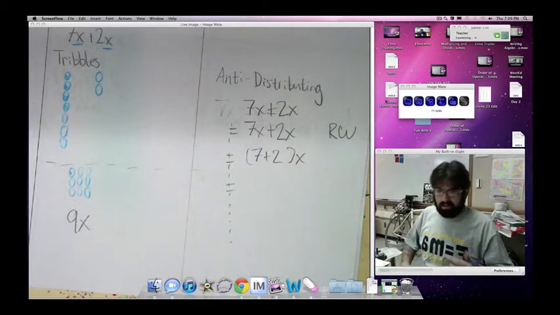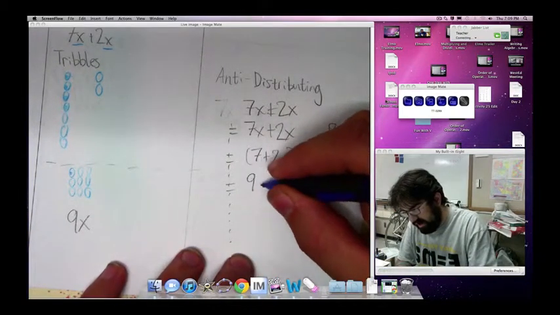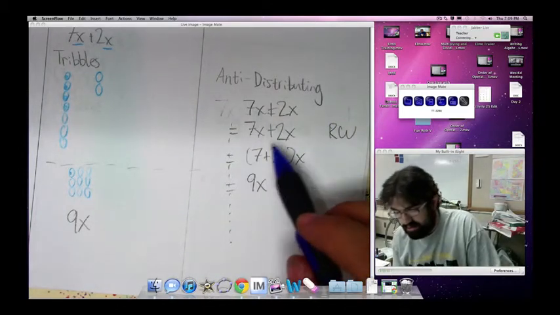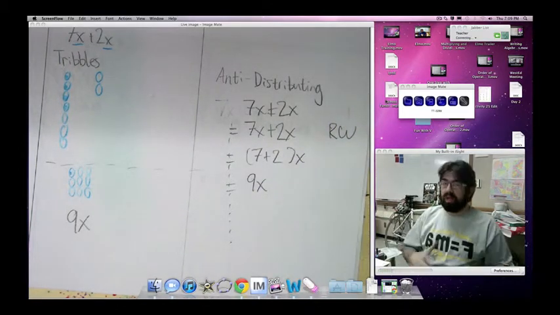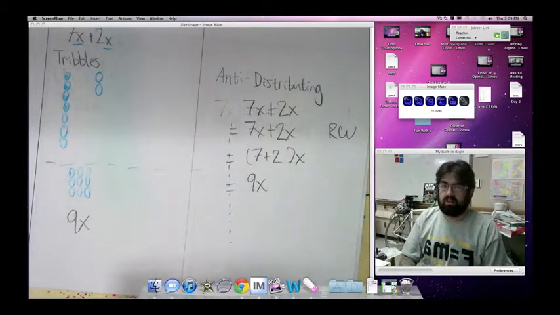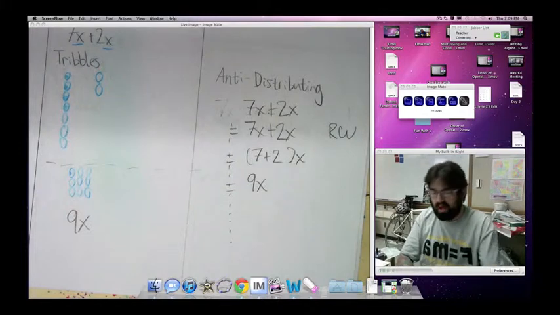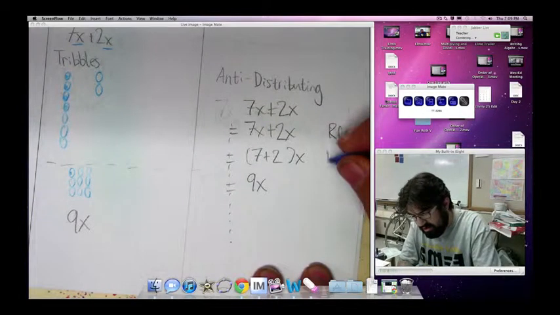And then 7 plus 2, of course, is 9x. You might say to yourself, Mr. V, can't I just go 7 plus 2 is 9? I'm okay with that eventually. Later in the chapter, I will be okay with that, just skipping this middle step. However, for now, I want to see this, and I'm going to call this factoring.